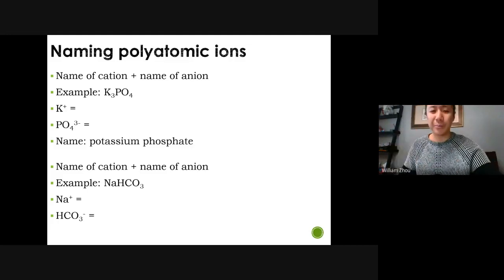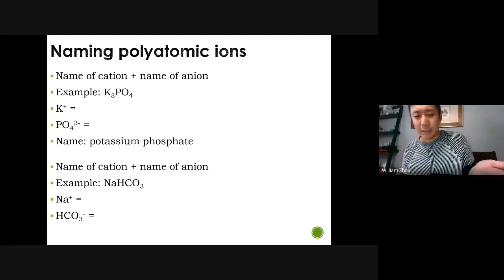You don't have to tell me that there are three potassiums, because the charge will make me realize that it is three potassiums. You don't have to tell me. Because phosphate is 3-, of course you need 3 1-pluses. Okay? The next one.